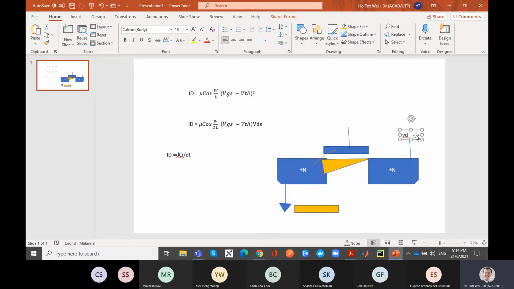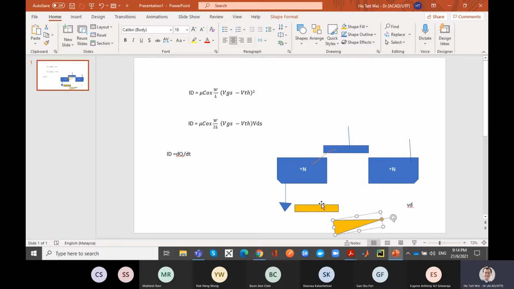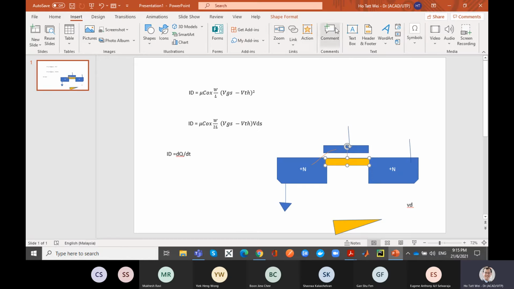Okay, let me now try to explain the levers we have to pull. The first lever, of course, is VGS minus VTH. That is, I'm forming the channel here by electrons. So if VGS is greater than VTH by a larger amount, I have more free carriers here.